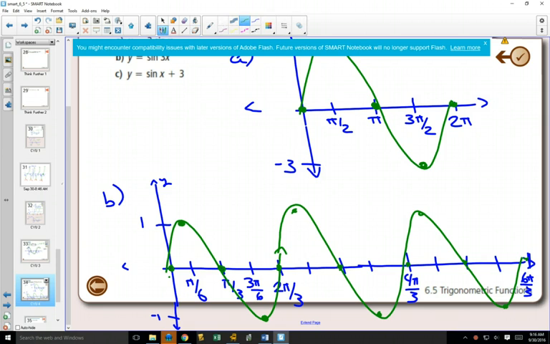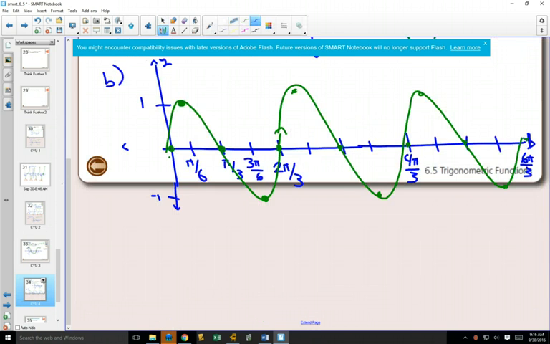So what we see is when it's been compressed by 1/3, our period becomes 2 pi over 3. And now, between 0 and 2 pi, where we normally just had 1 period, we now have 3 periods when it's compressed by 1/3. And that's going to be important later as we solve questions when there's a horizontal compression or a horizontal stretch. And finally, the one we've been waiting for, our last transformation.